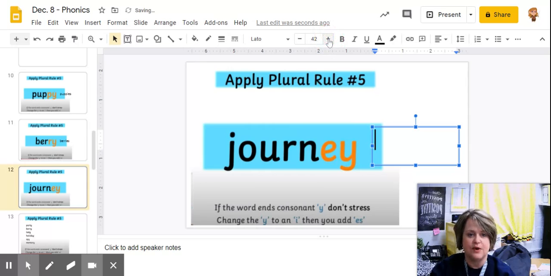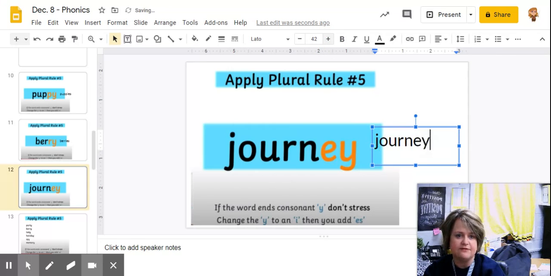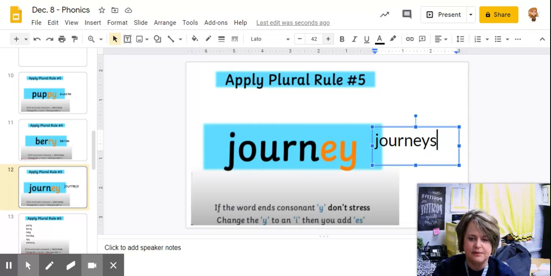Consonant, change the Y to I. If it's a vowel, it stays exactly the same. So I have journey, and I add an S. So now I just have journeys. They went on several journeys in the Amazon.